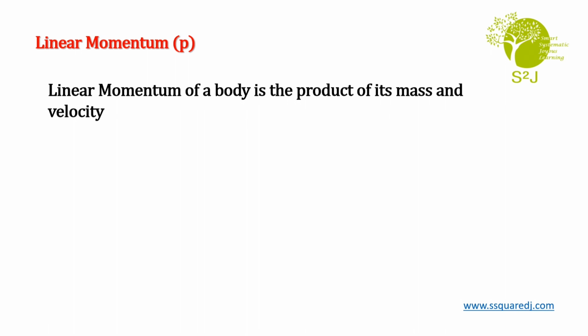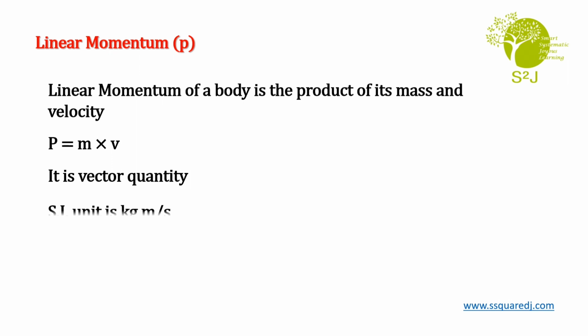Linear momentum is the product of mass and velocity of an object, which is denoted by P. It is a vector quantity, which means it has both magnitude as well as direction. You can see on your screen the units for momentum. This is a new concept introduced in physics for you this year.